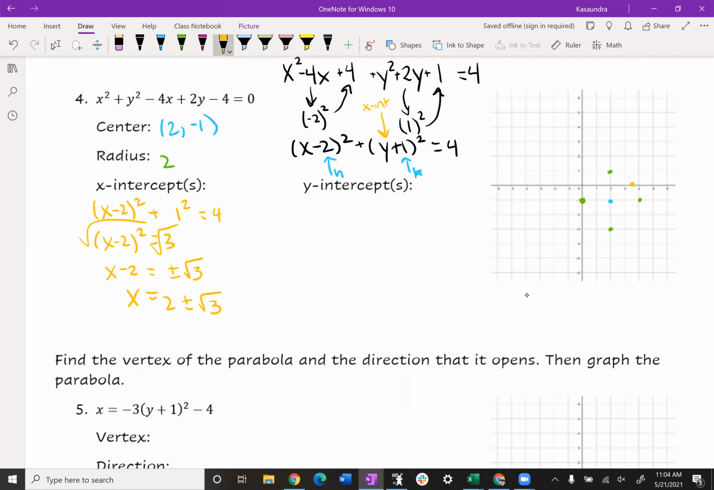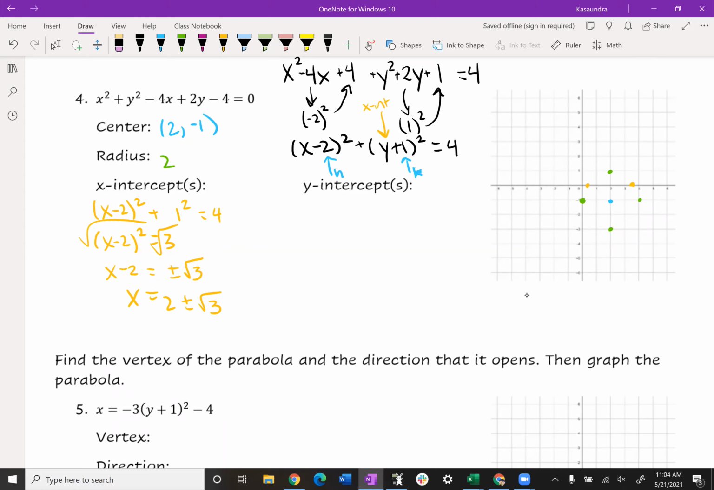3.7 is closer to the 4. 0.3, super close to 0 right there. Those are my two x-intercepts. The y-intercepts, in fact, I think I already see a y-intercept on my y-axis. I've seen this point already by using the radius, but let's see what we get algebraically here.